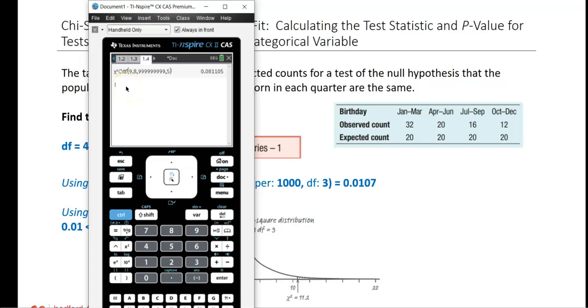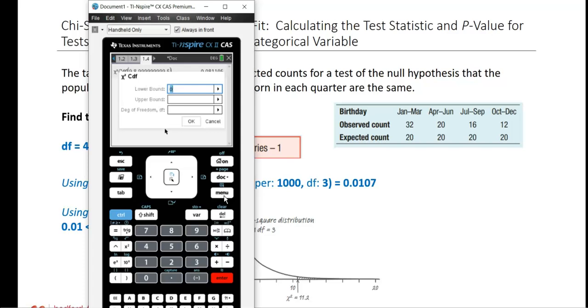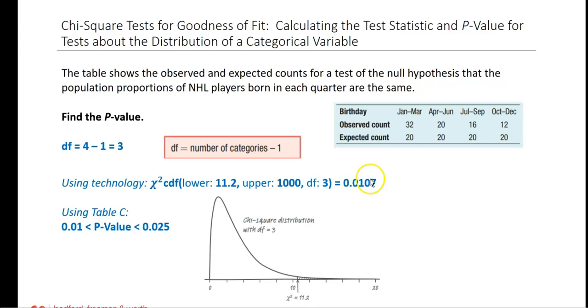Chi-squared CDF. So menu, again, 6.5, there it is, if you look for it. Lower bound is 11.2, that's our chi-squared value. Upper bound is infinity. Degrees of freedom is just 3, number of categories minus 1. We get 0.0107. And there it is.